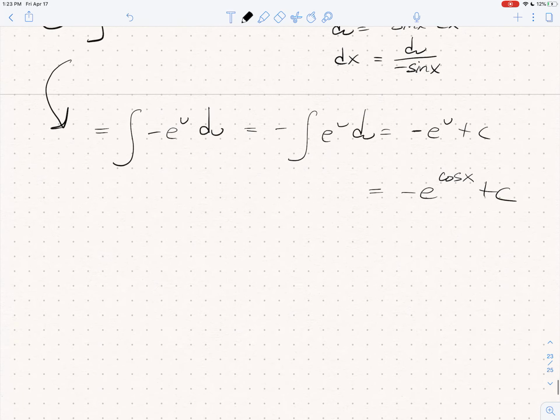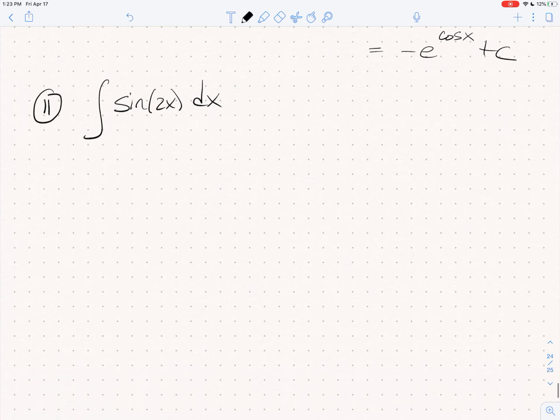All right, so let's work out one last example, 11 problems. That's a lot, actually. The integral of the sine of 2x dx. And I want to show you two different solutions. Let's do this way first. There's actually two ways to do this, at least. Maybe there's a lot more.